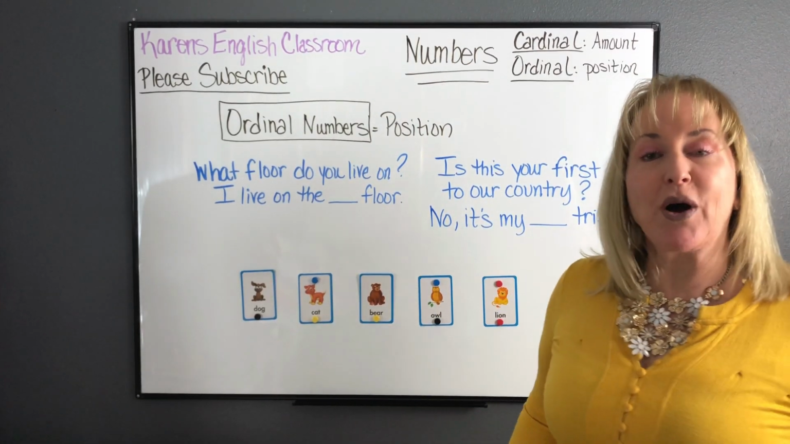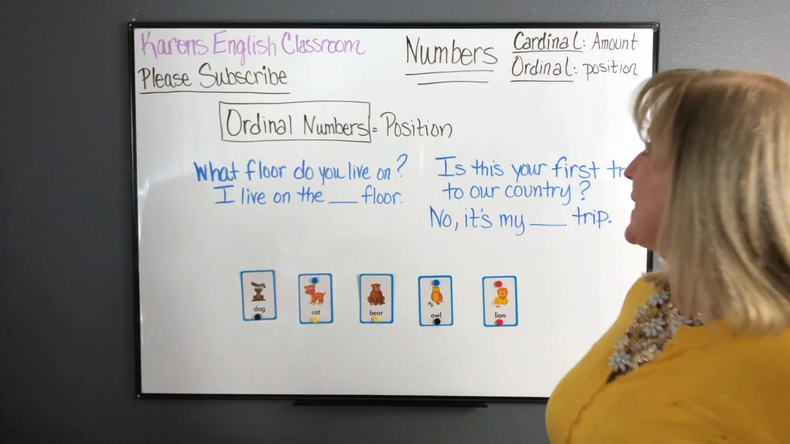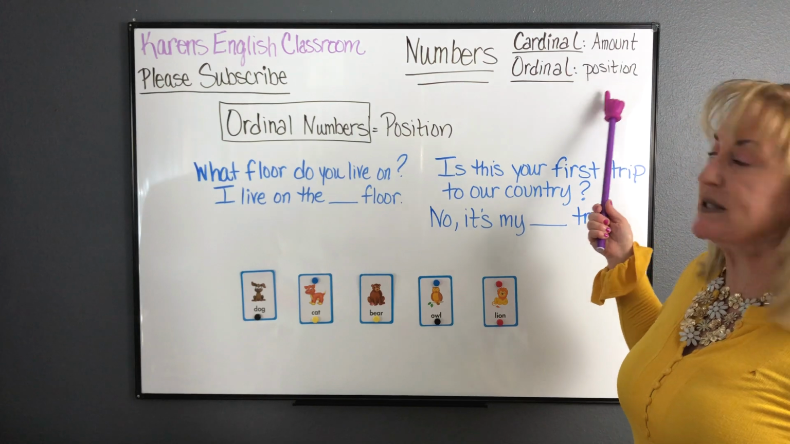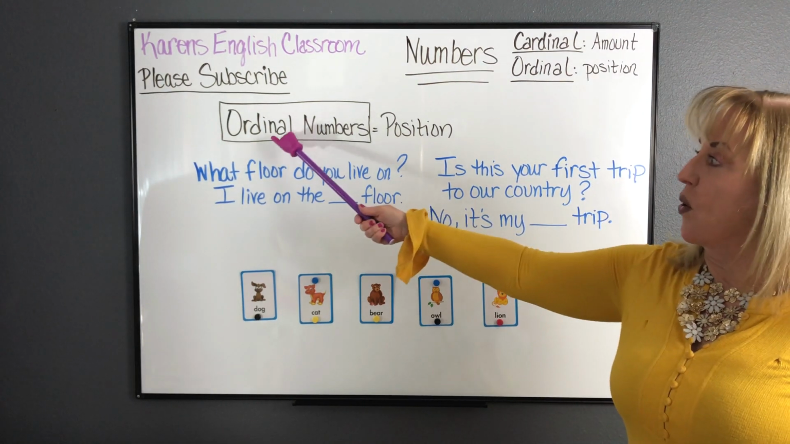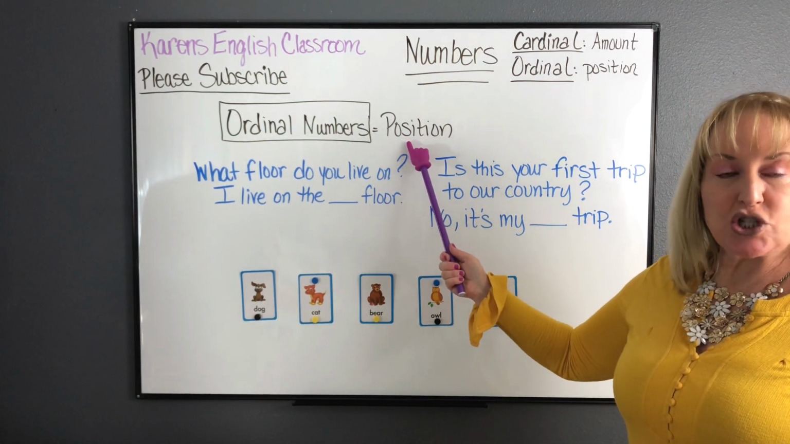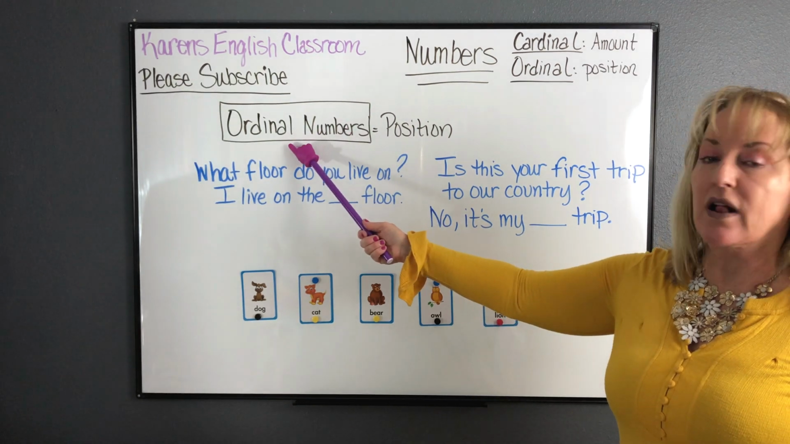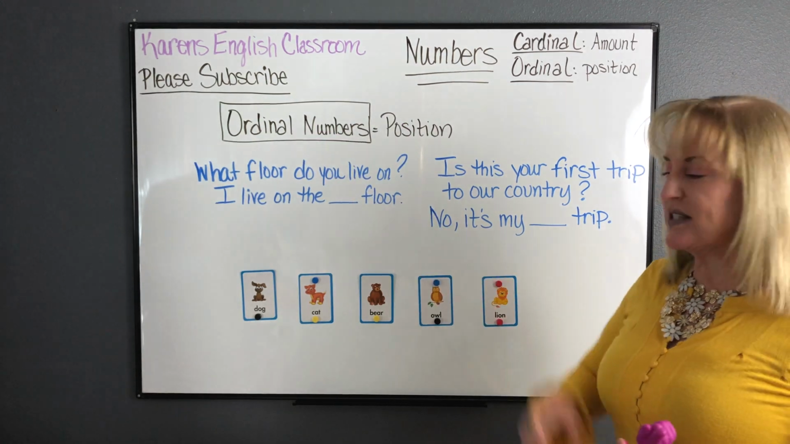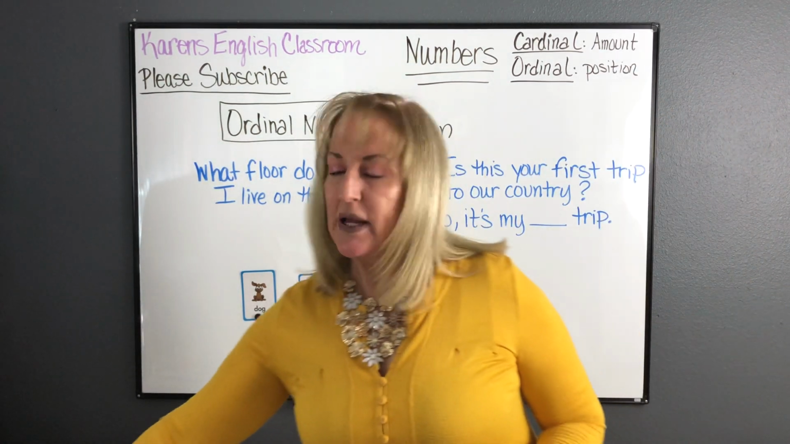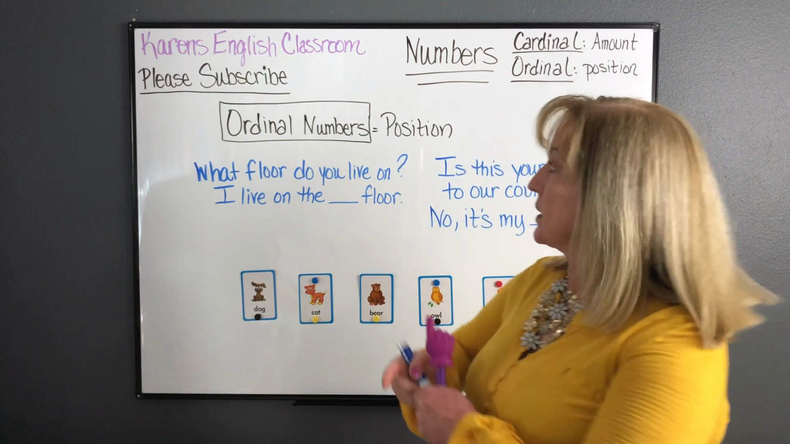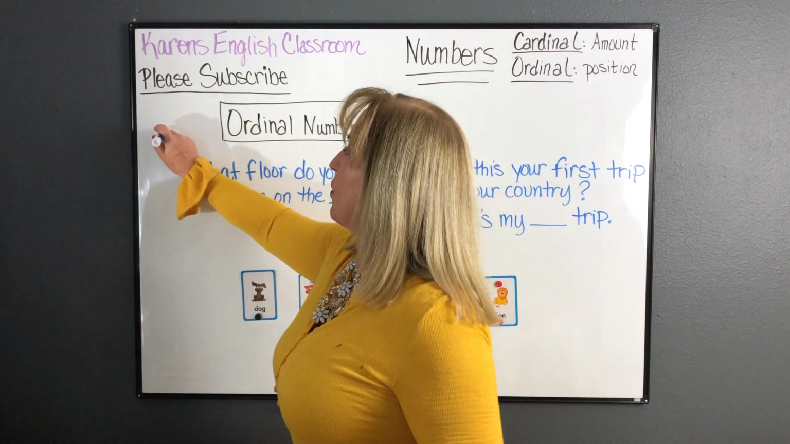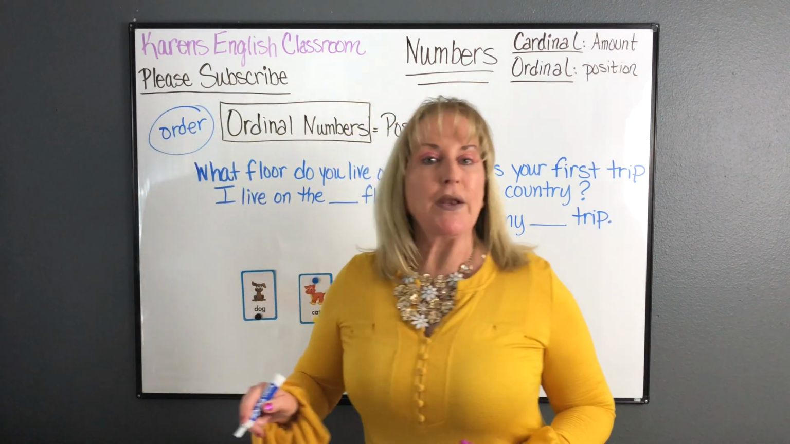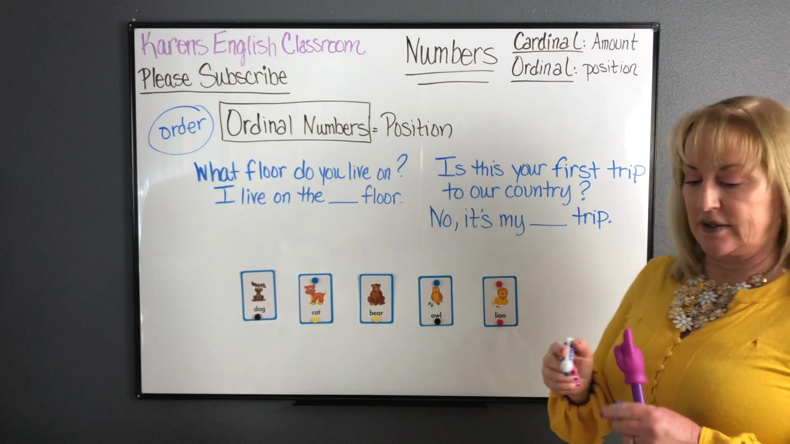Okay, so the second part of our numbers is ordinal. Ordinal is the position. Also, I like to think of it, so I can remember, by saying ordinal is like the order. So what order is it in?